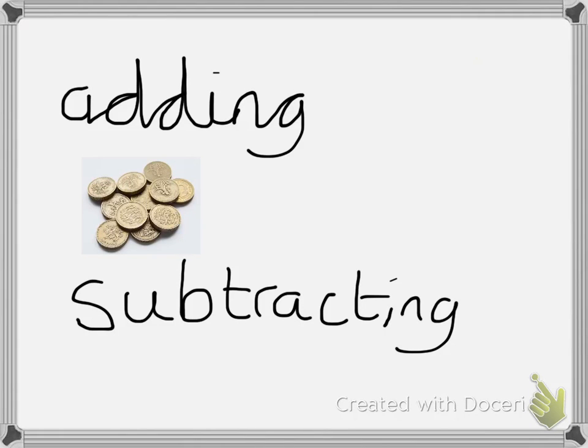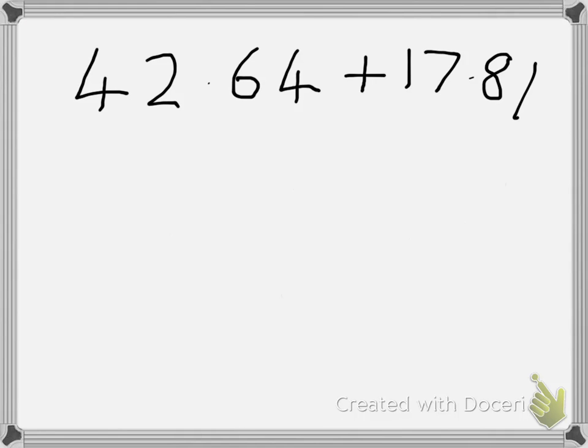Okay, so this week in maths we've been looking at adding and subtracting with decimals. We know there's lots of different words for both. For adding you can have plus, in addition to, some more than. Subtracting, we're thinking about minus, take away, less than. So we've got the calculation here, 42.64 add 17.81.